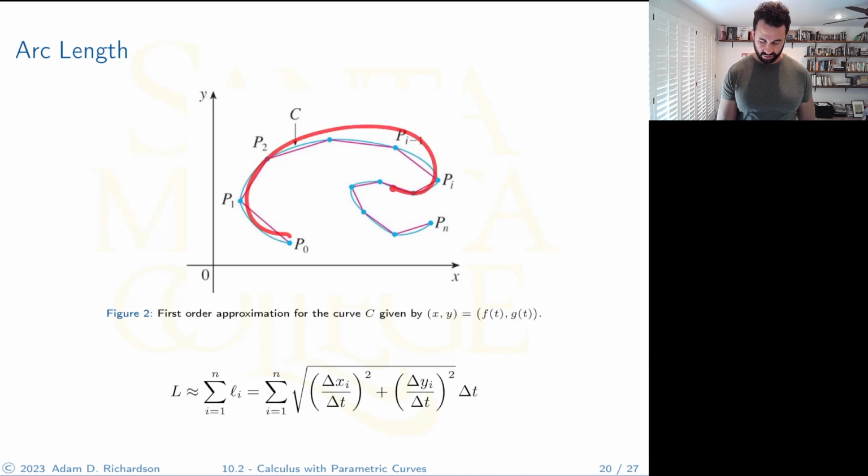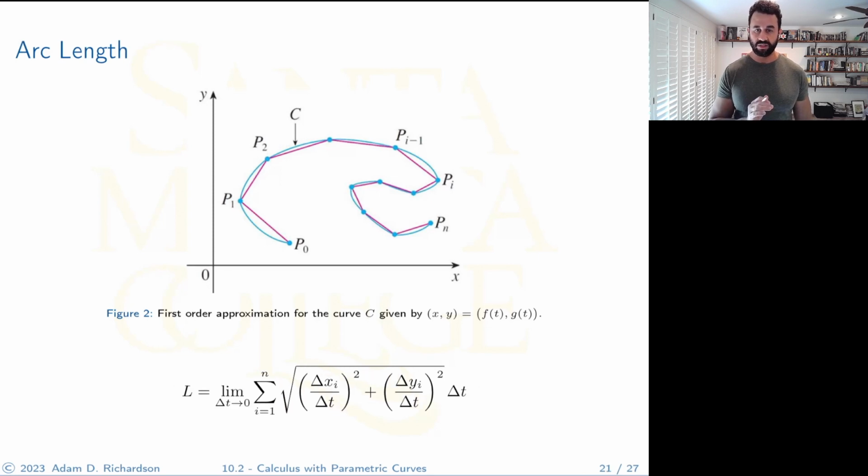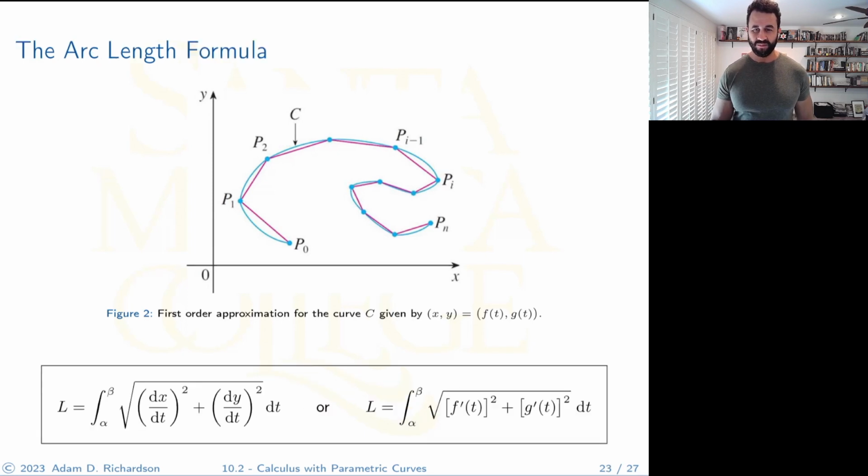So the length of the actual curve is approximately the sum of all these approximate lengths, which is given by this formula. Now we can take the limit as n goes to infinity and produce the length as delta t goes to 0, and we produce the exact length, which looks like this. And here's the formula. So this is the arc length formula. This is really, really cool.